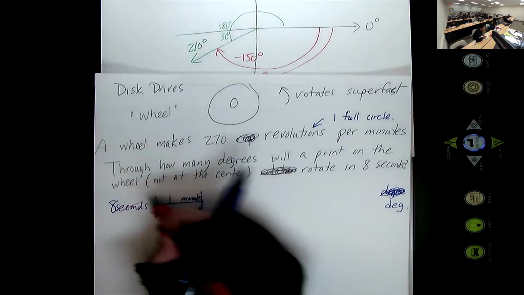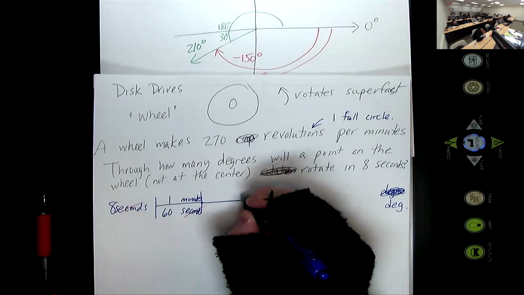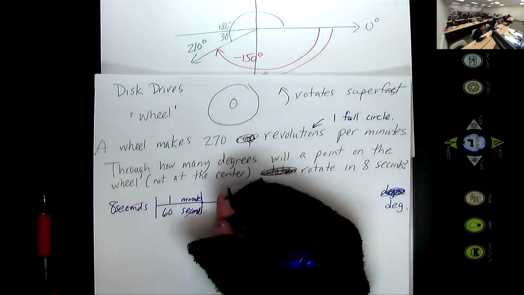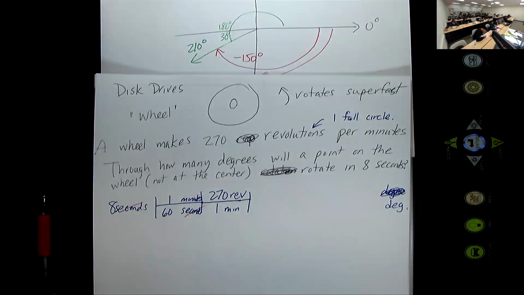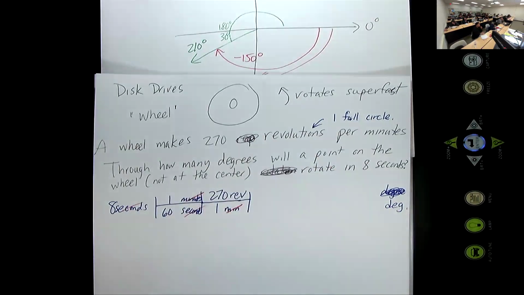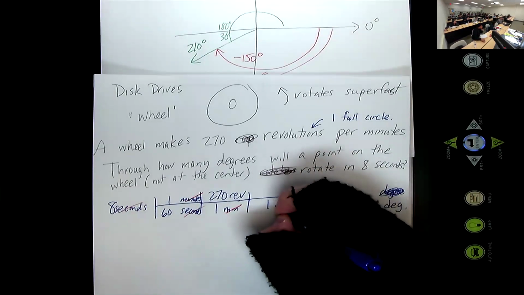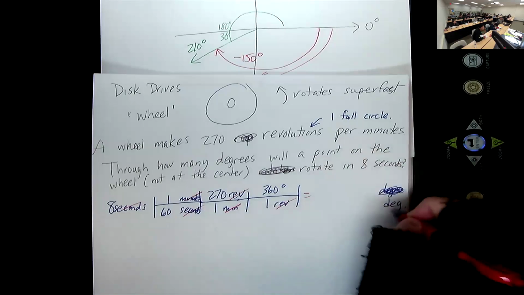And I can dump my seconds here. We're going to keep building bridges until we get to where we want. I now have minutes, but I don't want minutes. I want revolutions. I'm going to dump minutes in favor of revolutions. There were 270 revolutions in 1 minute. If it had been in revolutions per hour, we would have to change the hours too. That allows me to dump minutes, and I've got revolutions. I didn't want revolutions though, I want degrees. One revolution is a full circle, which is 360 degrees. My revolutions cancel out, and I'm left with the unit I want.